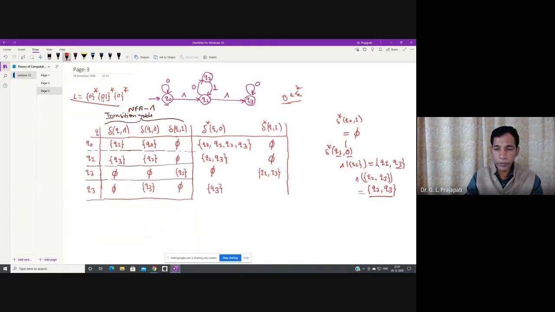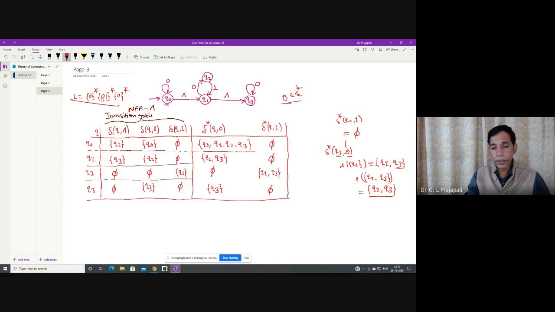Whenever you are at Q3, input is 1. So whenever you are at Q3 and input string is 1, null closure of Q3 is Q3. From Q3 you are getting 1. There is no transition, means your machine goes to the empty state. Null closure of empty state is empty, and this is the case. So this is the way you have obtained the situations.